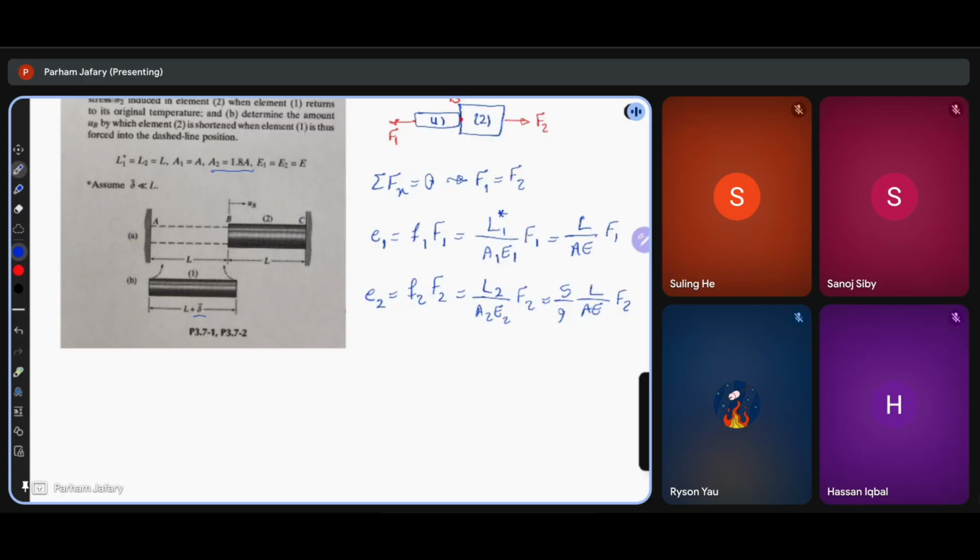I know that initially this rod was this size and it was deformed by the amount of delta to fit in the gap, right? So I know that the total deformation happening in element 1 and element 2 is equal to delta. Does that make sense? I feel like it doesn't make sense to any of you guys.